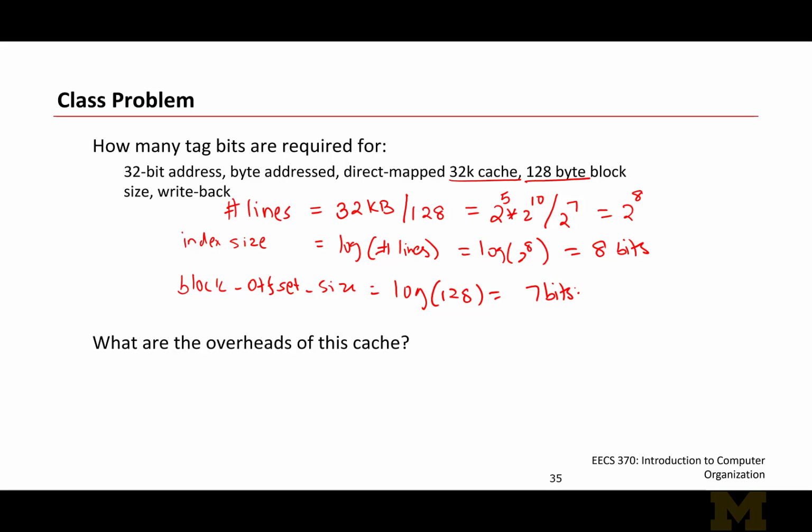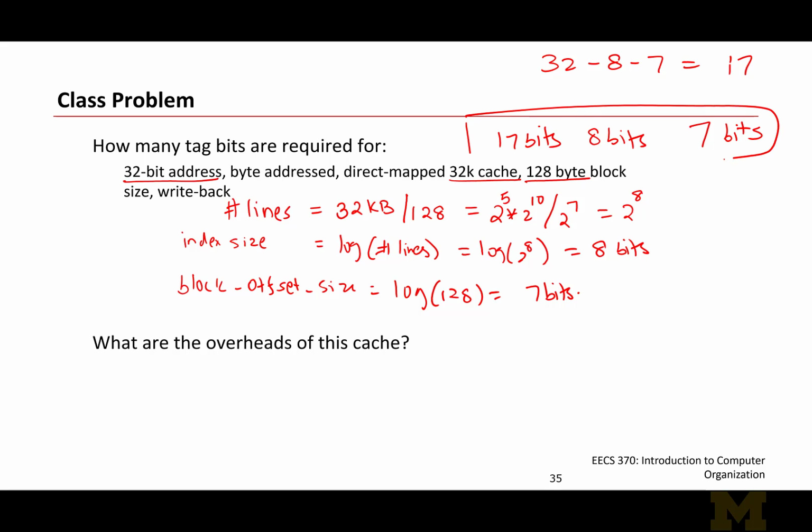So if I have a 32-bit address, I have 7 bits of block offset, 8 bits of line index, the index that you use to select the cache line in a direct mapped cache, and then the remaining, which is 32 minus 8 minus 7, which would be 32 minus 15, that will be 17 bits. So an address is composed of these 3 parts. This would be the tag, this is your index, and this is my block offset. So the tag size is 17 bits.